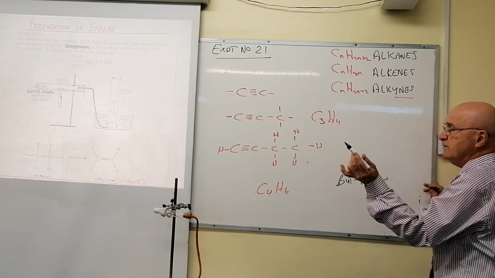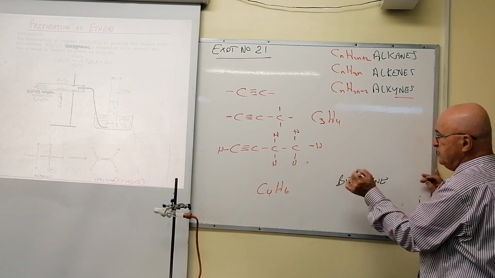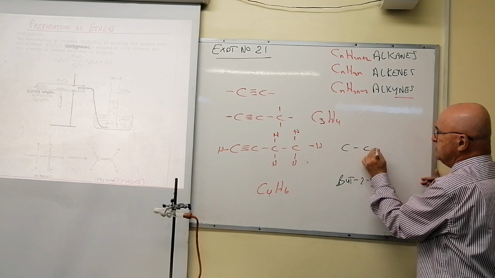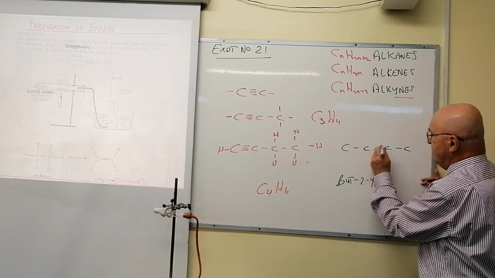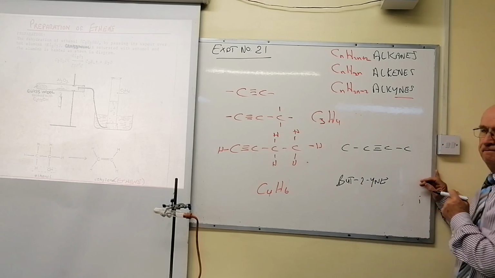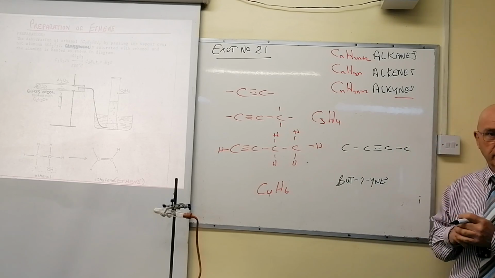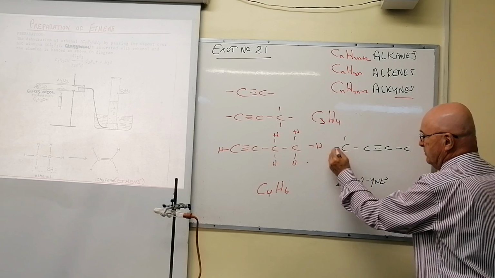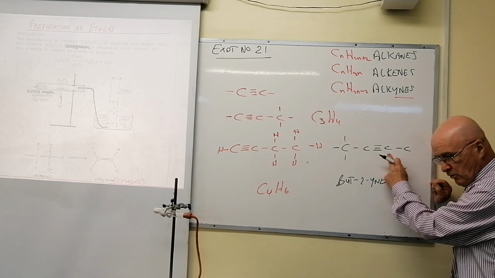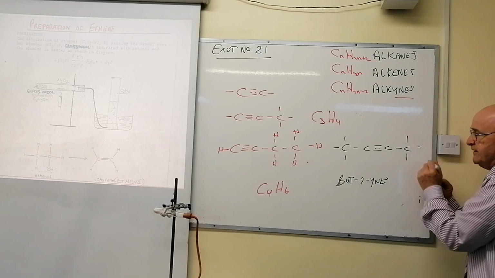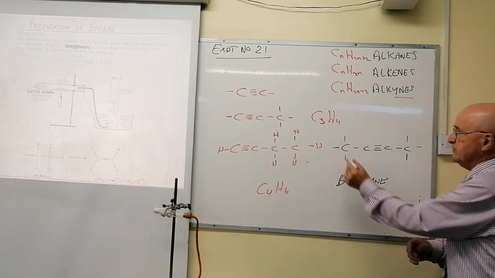But-2-yne. Same rules now. This is not difficult at all. But is 4: 1, 2, 3, 4. But-2-yne, there's a triple bond after the second carbon. And now make sure they all have 4 bonds. This needs 3 more. This needs nothing more, it has 4 already. That needs nothing more, 4 already. And that needs 3. And don't forget to put in your H's, very good.